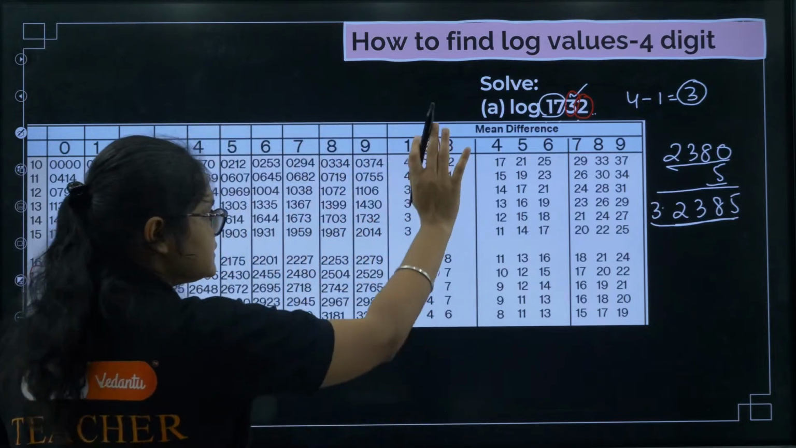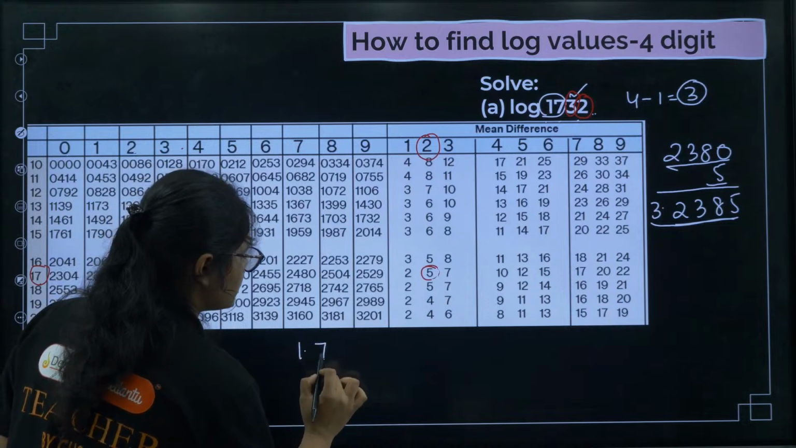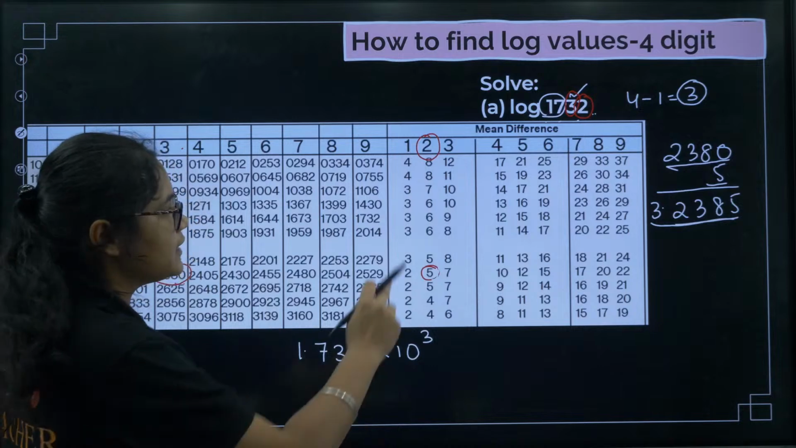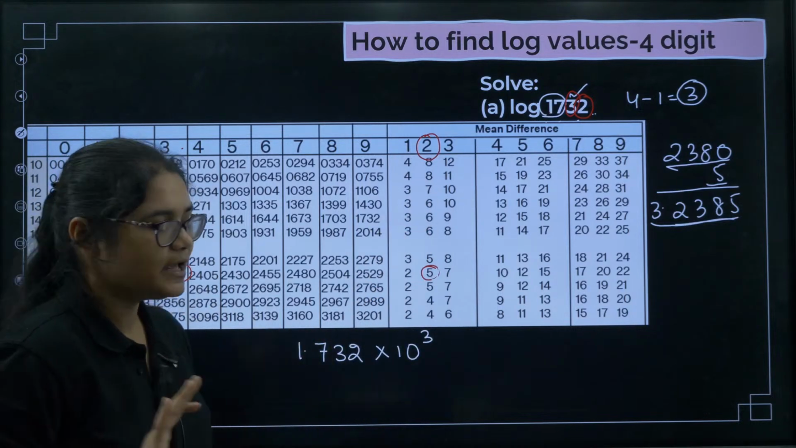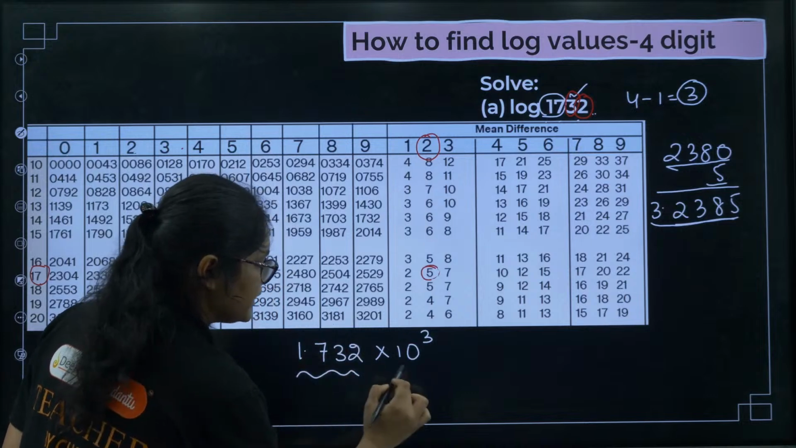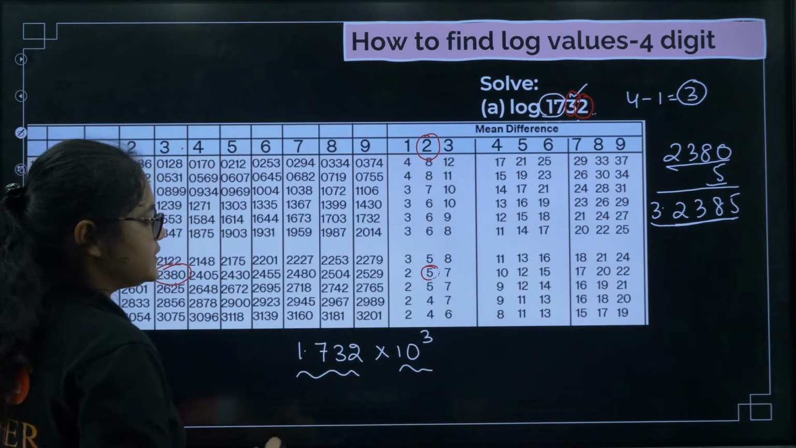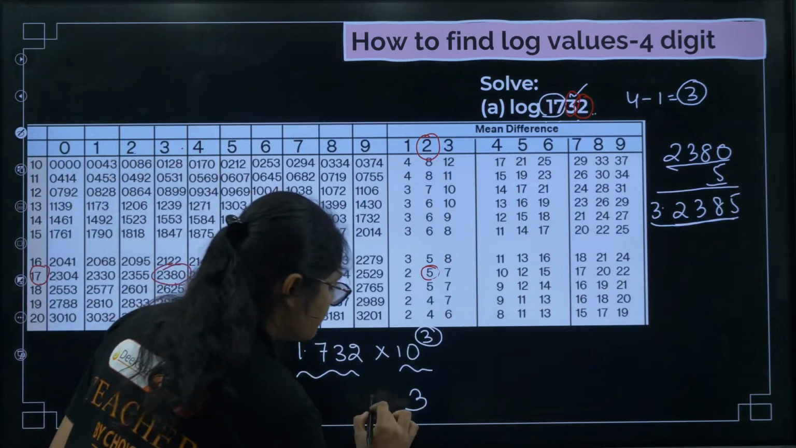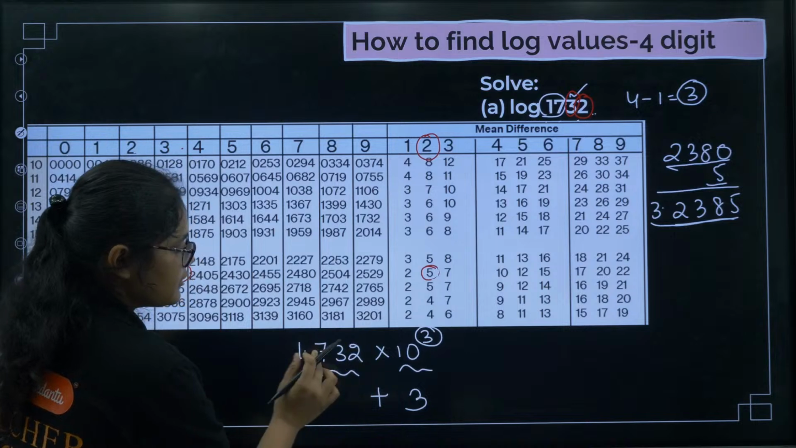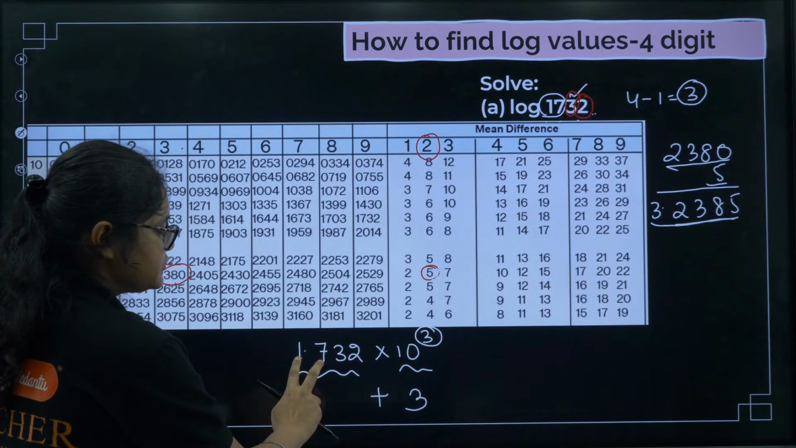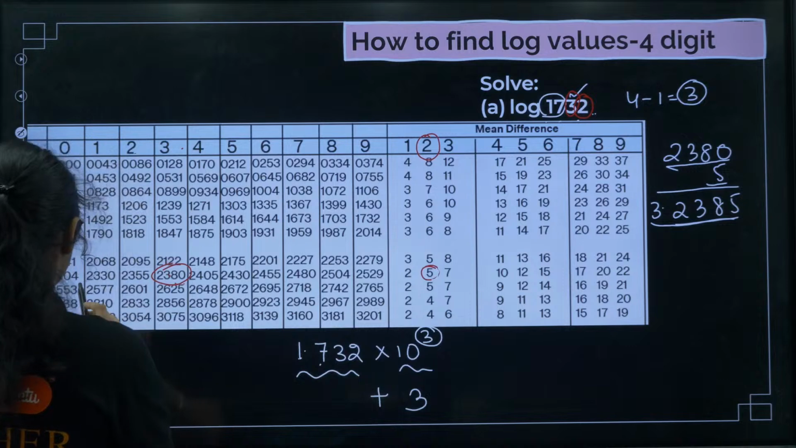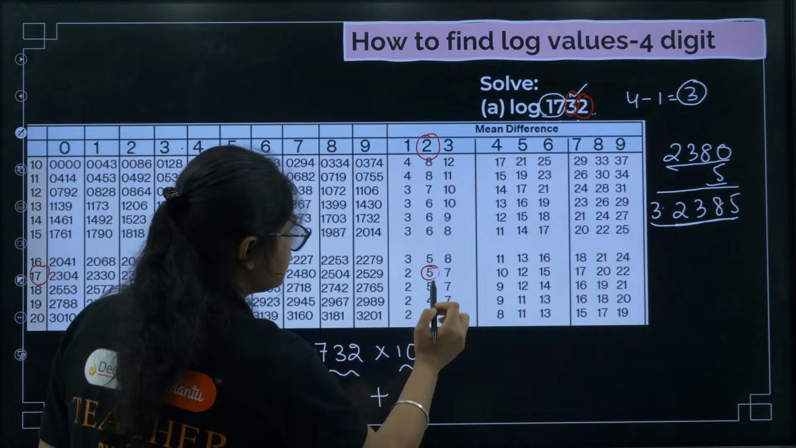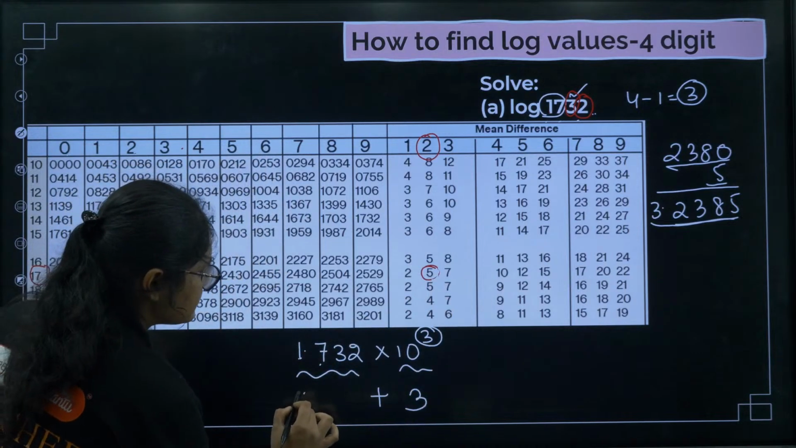Now those students who are asking whether it is in the form of power, how you should do it. The same thing I can write in the form of 1732 into 10 to the power of 3. So you have to deal with this one separately and this one separately. Whatever is the power there, just write down that one, 3, plus. Next, for this one you have to follow the method that I told you. Check the first two digits, that is 17 here. Then the third digit, so 2380, then mean difference, 2385, and you have to put a decimal before that.